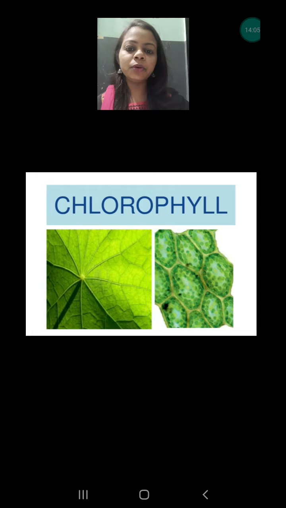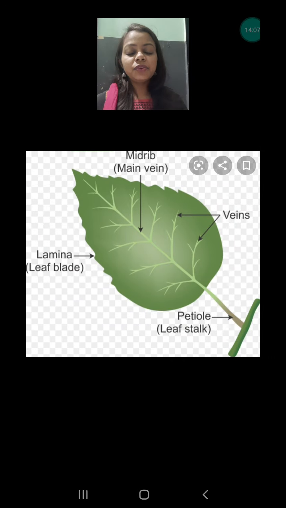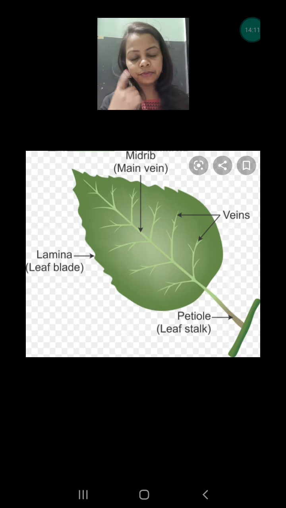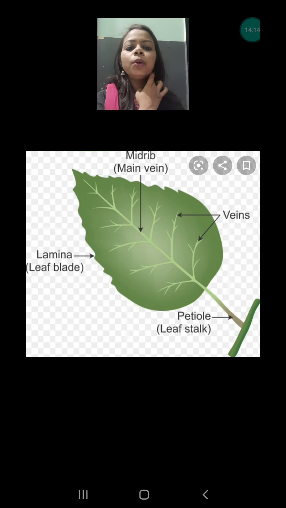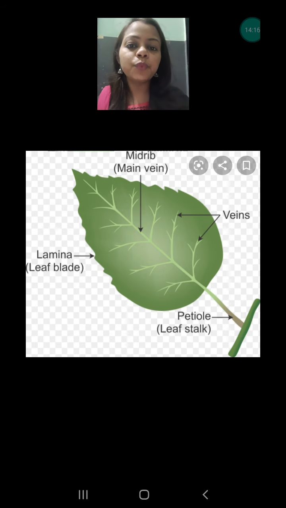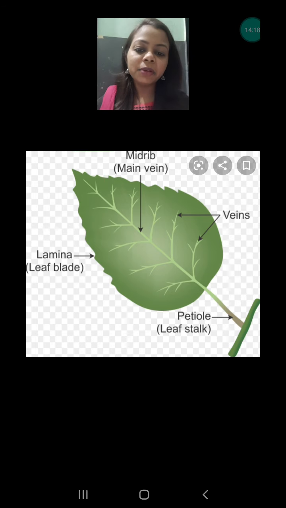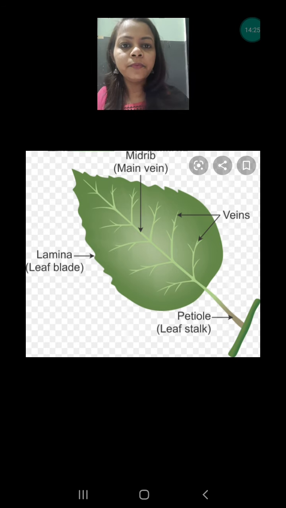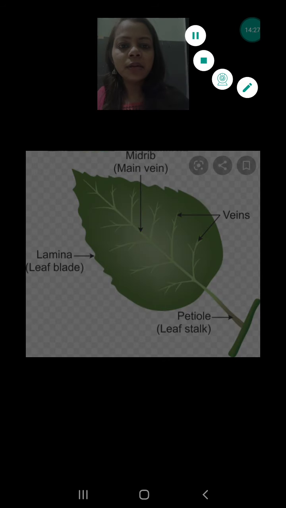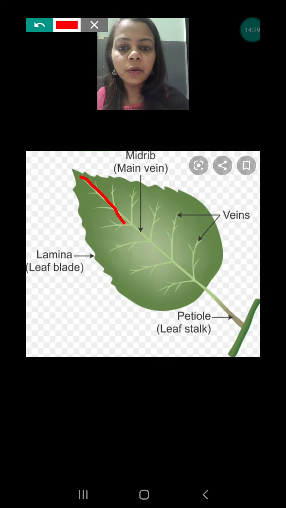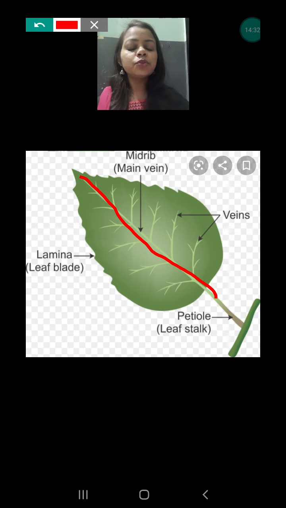Keep this in mind. Okay, next, which is also very important in this chapter, is the parts of a leaf. Okay, you can see here 4 parts I have shown. First is vein, second one is midrib, third is lamina, and fourth is petiole, which is also known as leaf stalk. Okay, as you can see here, this middle one which is passing through the middle of the leaf, the center of the leaf, this is known as midrib.